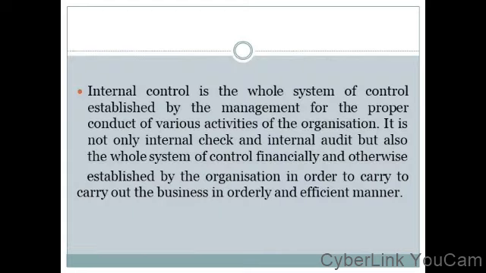First, we try to know the meaning of internal control. Internal control is the whole system of control established by the management for the proper conduct of various activities of the organization. It is not only internal check and internal audit, but also the whole system of control, financial and otherwise, established by the organization in order to carry out the business in an orderly and efficient manner. Internal control is useful for the organization to safeguard the assets and secure the reliability of accounting records. It is the overall control adopted by the organization.